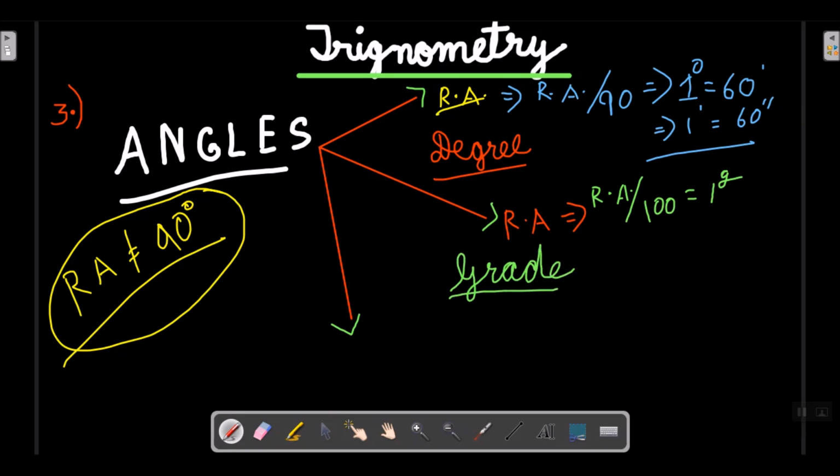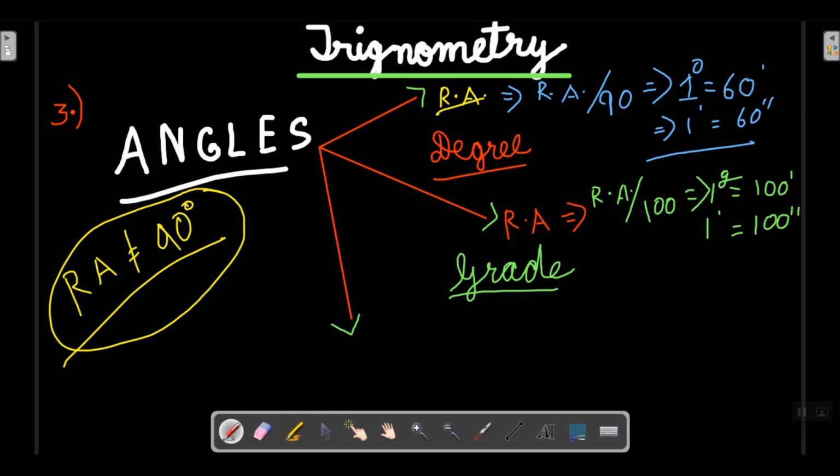So grade. 1 grade is equal to 100, not 60, minutes, and 1 minute is equal to 100 seconds. So this is the grade system. It was developed in France, but we don't use this system much, because degree is better.